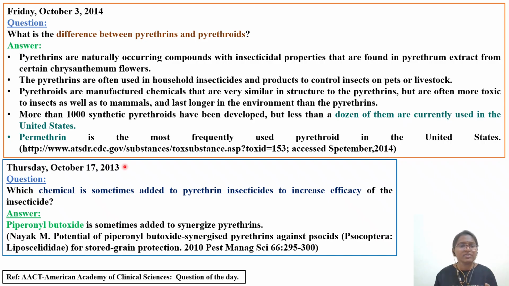Okay, next we have another question which was given in 2013. Which chemical is sometimes added to pyrethrin insecticide to increase efficacy? So we need to understand synergistic activity. The example is piperonyl butoxide, which is sometimes added to synergize pyrethrin. So you can see even in the American Academy of Clinical Toxicology, whatever we have learned from the textbook is there, and the same questions are there. Because once we read the concept, a question might come in either way, and we will be able to eliminate the options and try to give the answer.